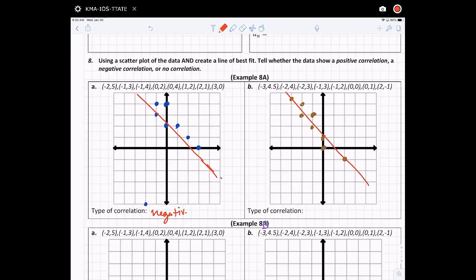So if we can get a line that looks close enough to all the points, then it's got some correlation. If that line ended up going down, it has a negative correlation. If it was going up, it would be positive. So these are actually both negative.